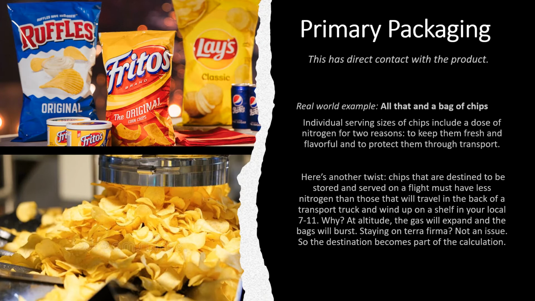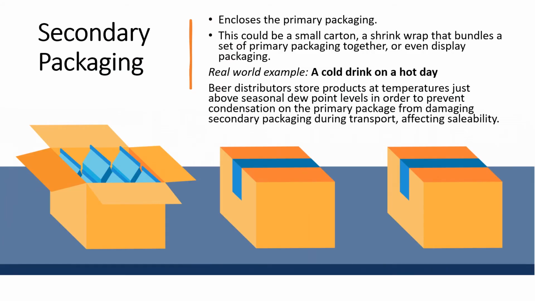A real-world example or case study for primary packaging is a bag of chips. Individual serving sizes of chips include a dose of nitrogen for two reasons. First, to keep them fresh and flavorful and to protect them through transport. However, here's another twist. Chips that are destined to be stored and served on a flight must have less nitrogen than those that will travel in the back of a truck and wind up on a shelf in Walmart. Why? At altitude, the gas will expand and the bags will eventually burst, so the destination becomes part of the calculation.